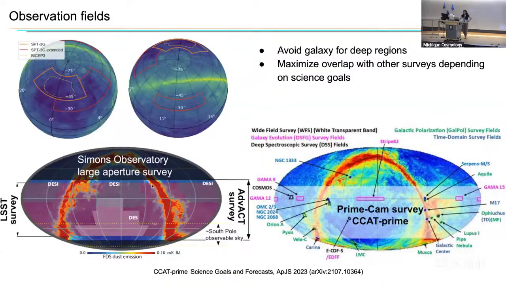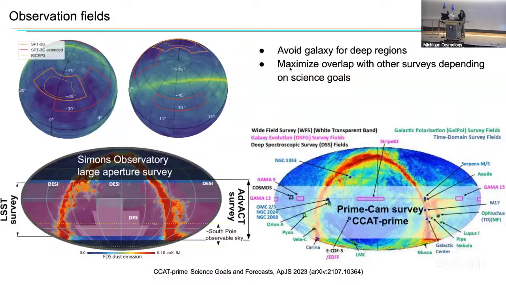The ACT survey region, as well as the SO and CCAT survey regions, do contain galactic plane, but the deep focused patches are away from the galactic plane, so you get these kind of funky shaped maps that avoid that fiery arc in the sky.